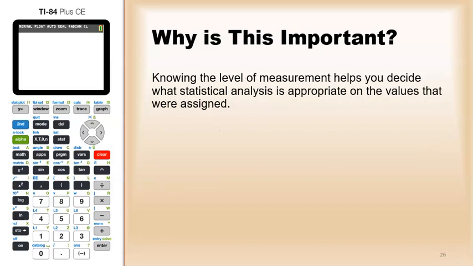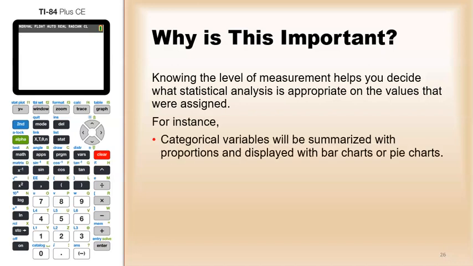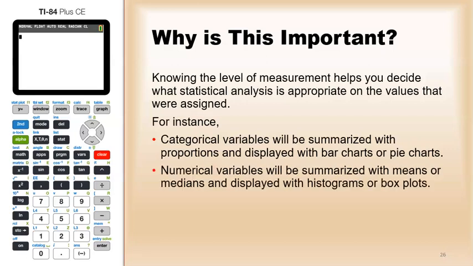So why is this important? Knowing the level of measurement helps you decide what statistical analysis is appropriate on the values that were assigned. For instance, categorical variables will be summarized with proportions and displayed with bar charts or pie charts. Numerical variables will be summarized with means or medians and displayed with histograms or box plots.